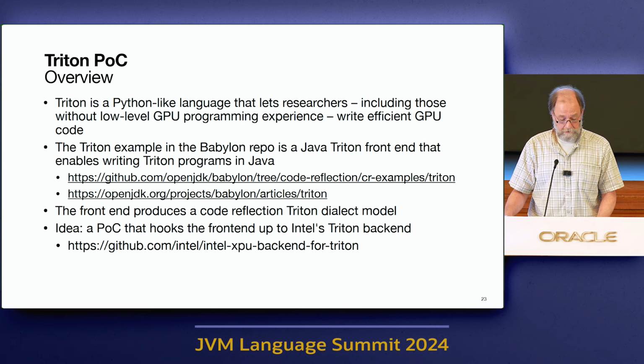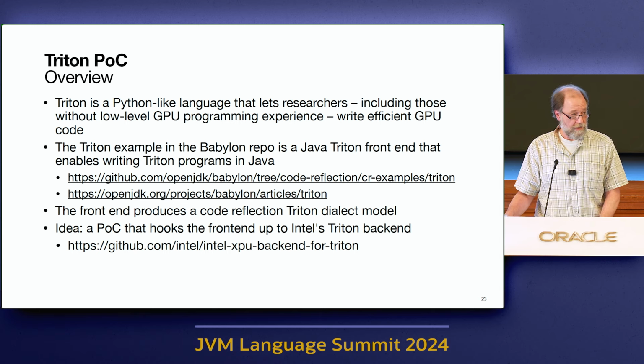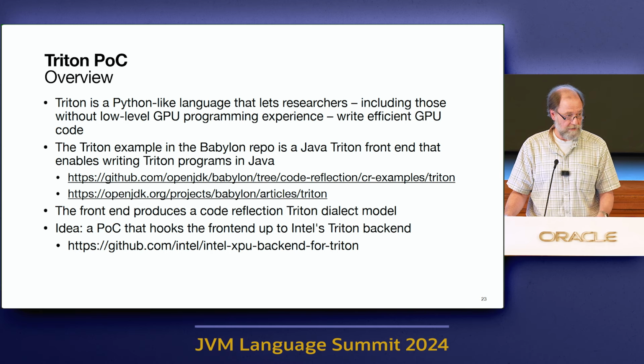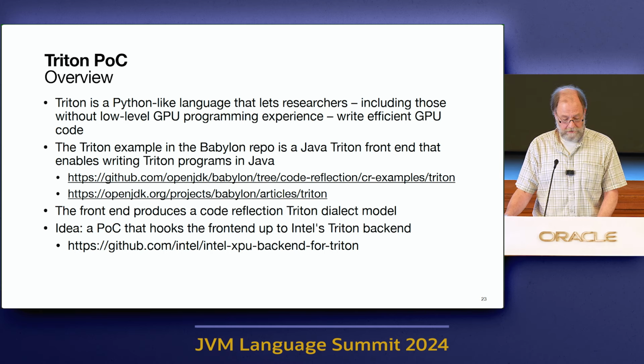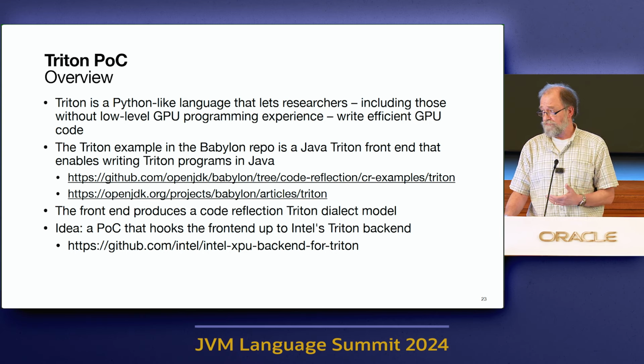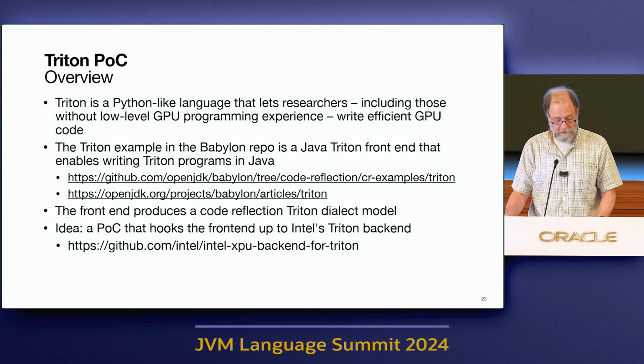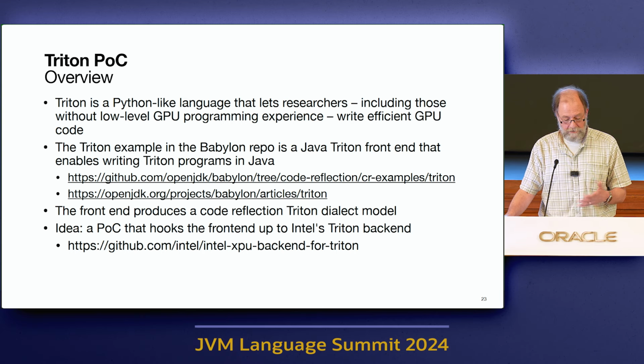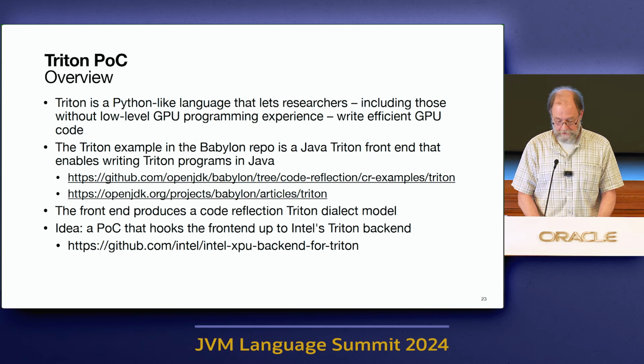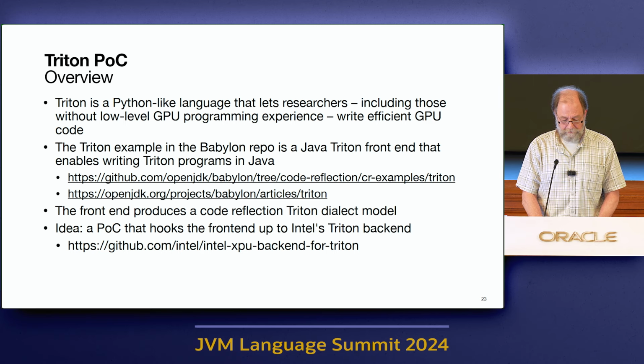Paul Sandos wrote the Java Triton front end, a model creator, and that's at that link in the Babylon repo. There's also a great Triton blog article that he wrote that's been helpful. What the Triton front end produces is the Triton dialect of code reflection, and that's what we'll start with. The idea was to take that starting point and hook it up to a Triton backend. So we hook it up to Intel's Triton backend, shown at that link. That's the GitHub project.